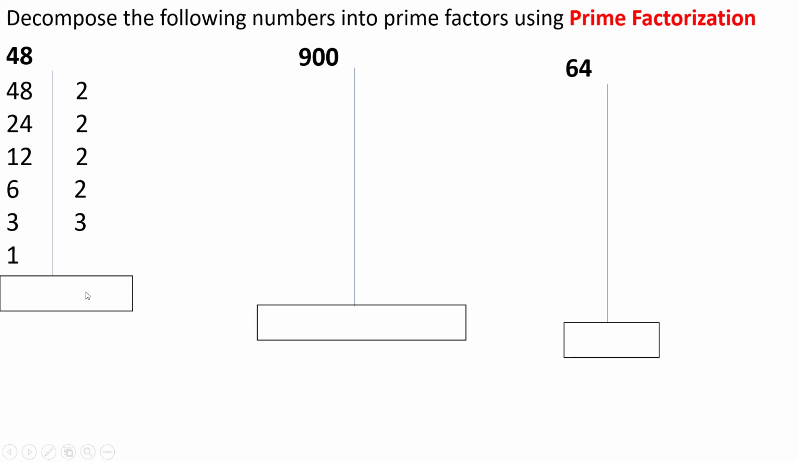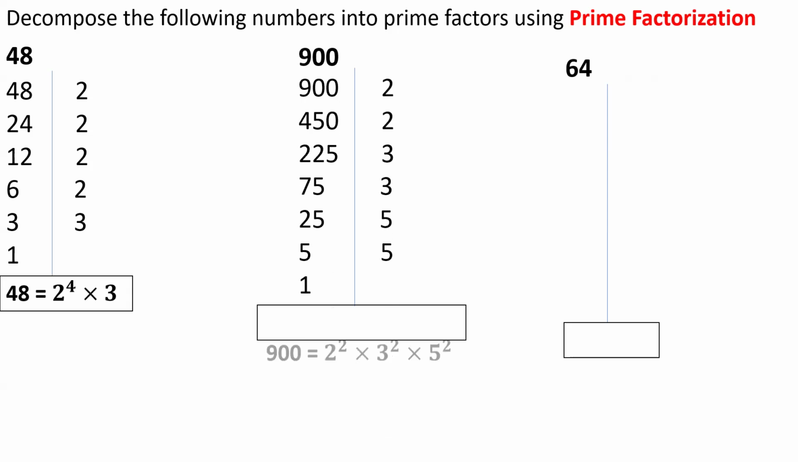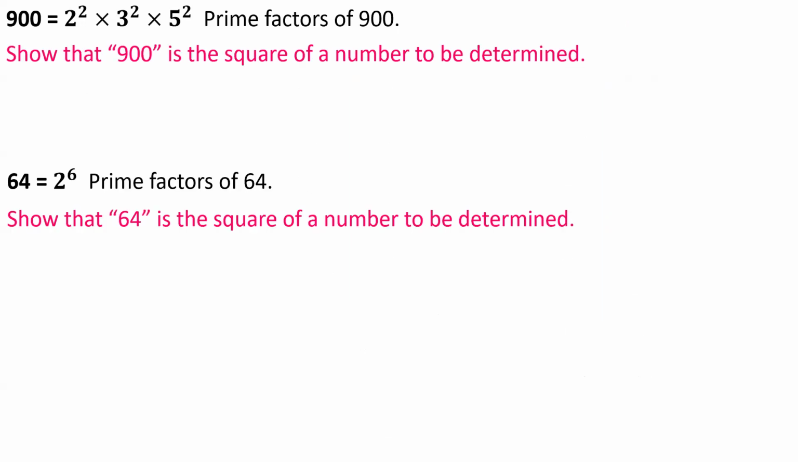Now I should write here in this box the prime factors of 48. I count how many 2's I have. I have 4. So I write 2 to the power 4, and I have 3 one time, so I write 3, which means 3 to the power 1. Also, these are the prime factors of 900. Then these are the prime factors of the number 64.